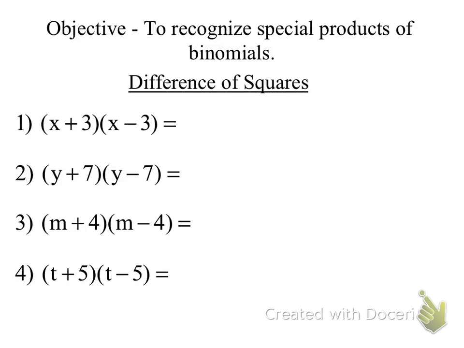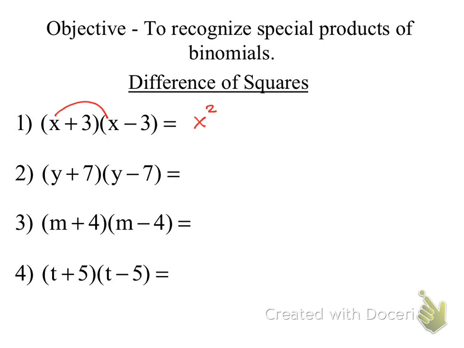Today's lesson is 5-10 in the green book, and we are doing page 247, 1 through 44 odd, and we are looking at special products of binomials. So, the first one we're going to learn about is called difference of squares. Everybody say difference of squares. Difference of squares.